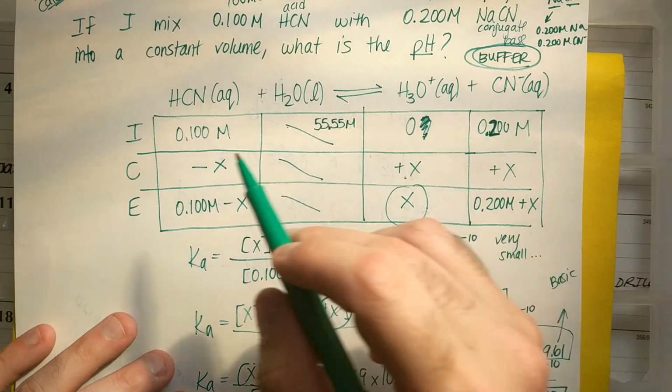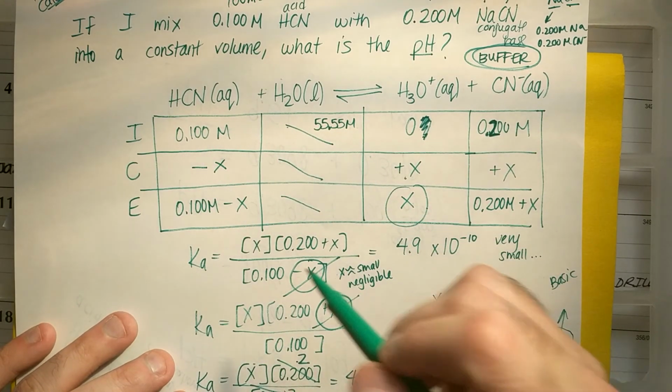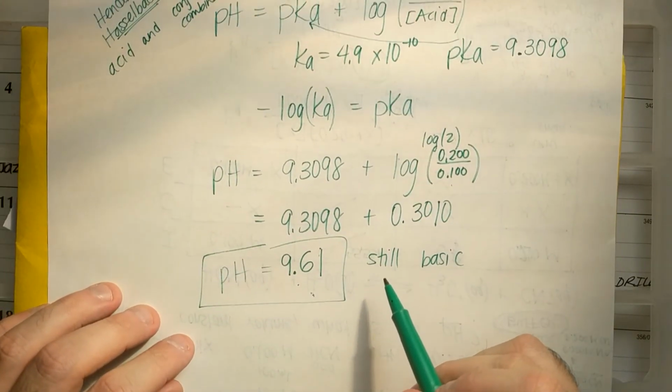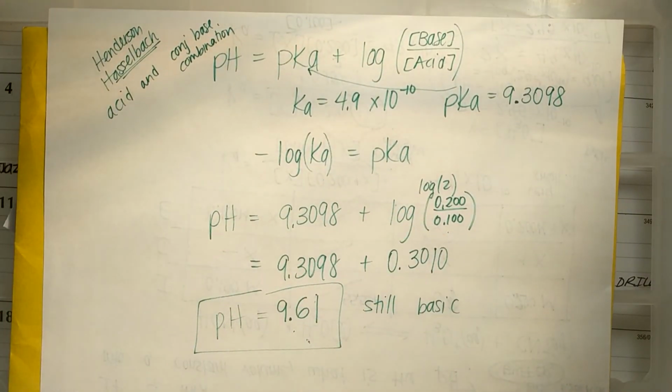So in general, if you don't remember the Henderson-Hasselbalch equation, you could use an ice table, but you end up getting the same answer as if you use the Henderson-Hasselbalch equation.